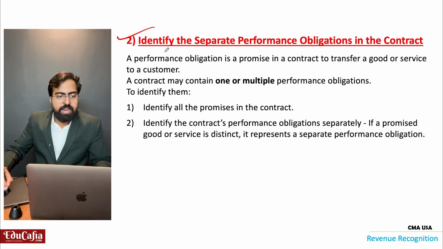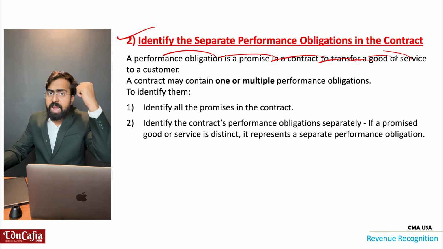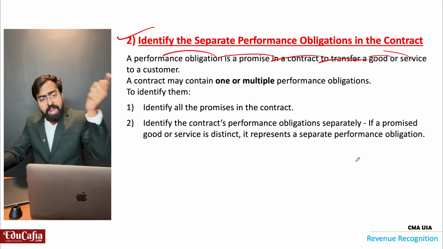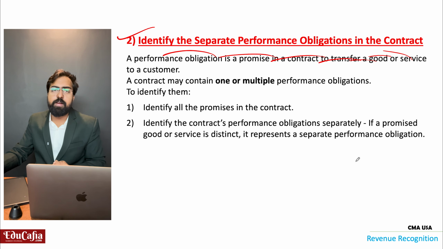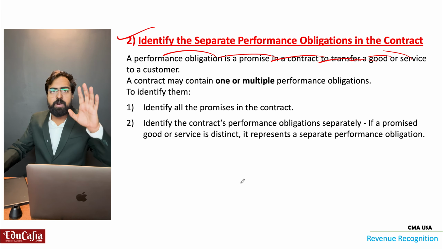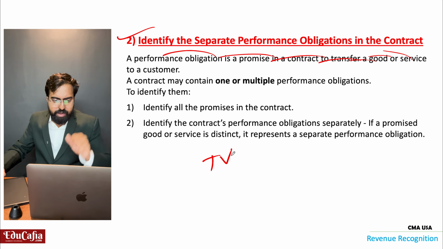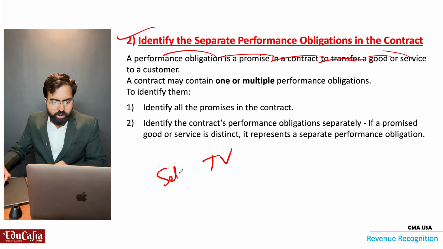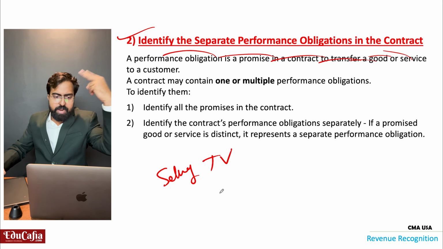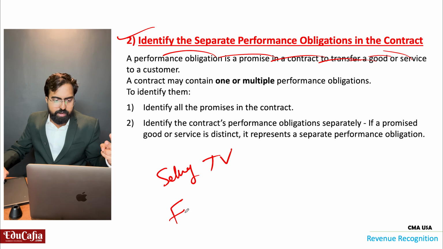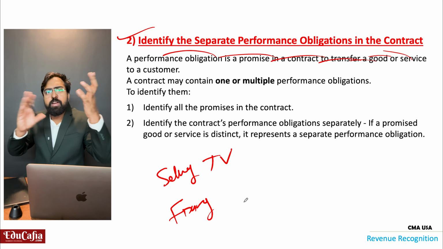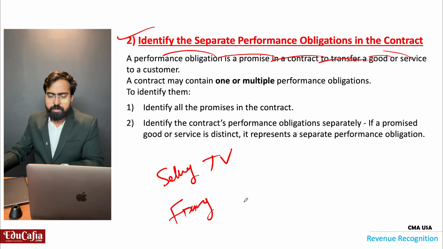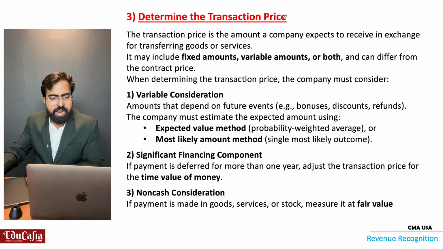Second is to identify the separate performance obligations in the contract. First was identify the contract. Second, identify the separate performance obligations in the contract. How to identify? For example, in the case of a TV, selling the TV is one performance obligation. The second one, fixing the TV, is another performance obligation. So we identified two performance obligations. Next, determine the transaction price.